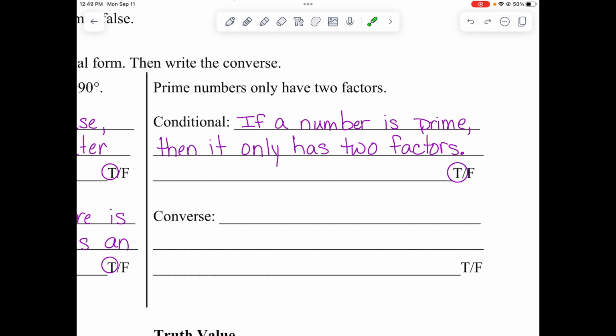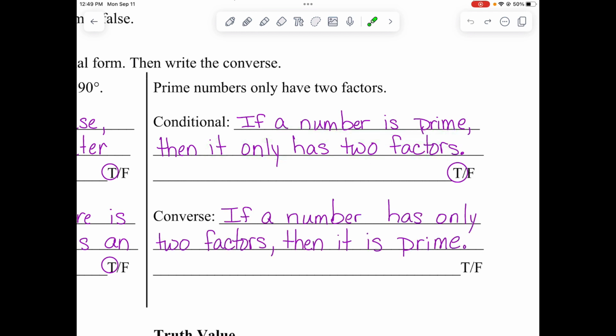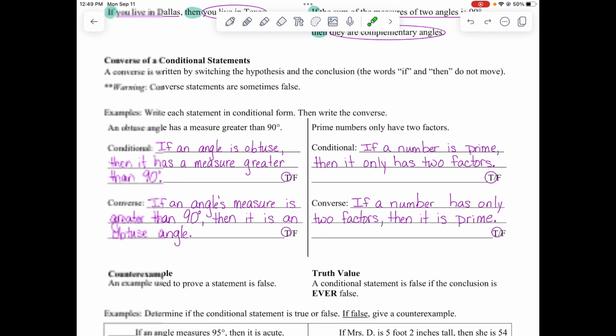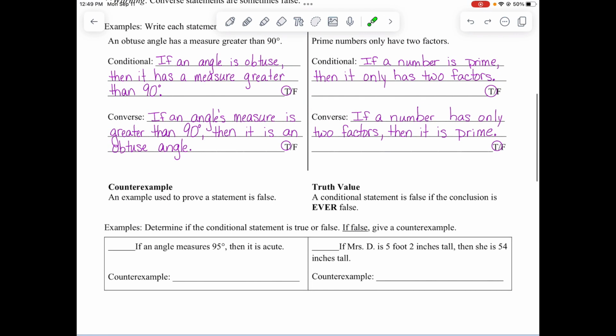Okay, and then we want to switch that around for the converse. So if a number is prime, then it only has two factors. So we're going to switch it. So if a number has only two factors, then the number is prime. Okay, and then we would also say that that one is true. Keep in mind the converse might be a different truth value than the original conditional statement.